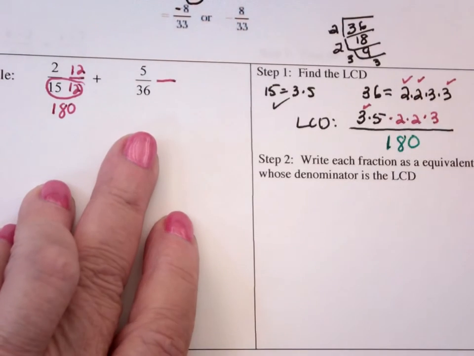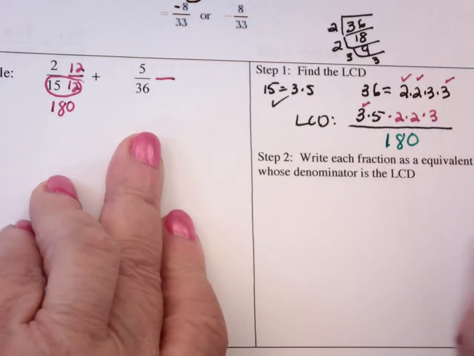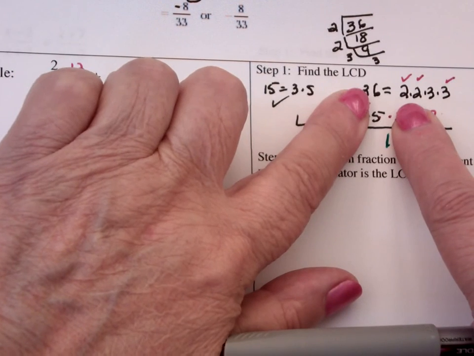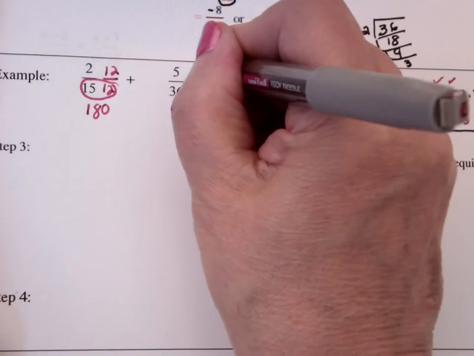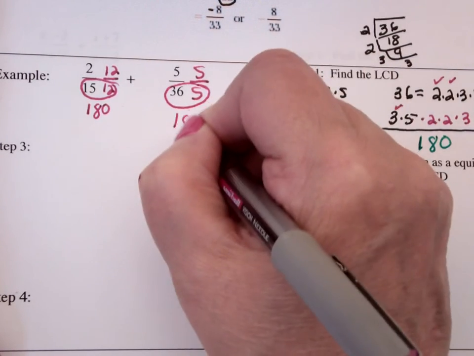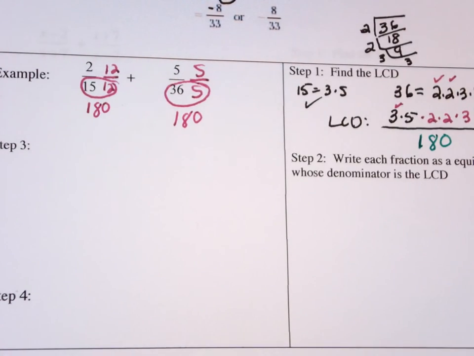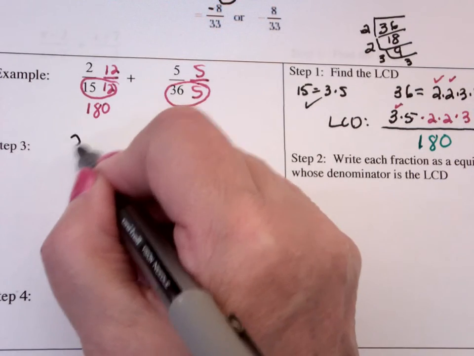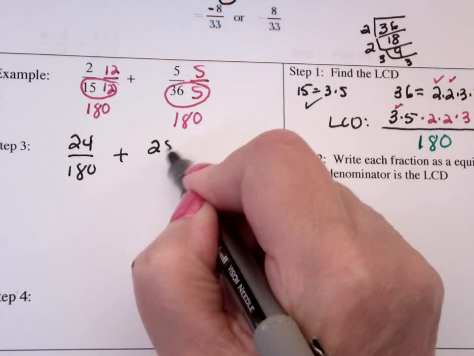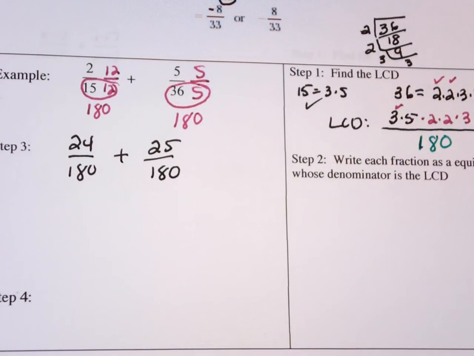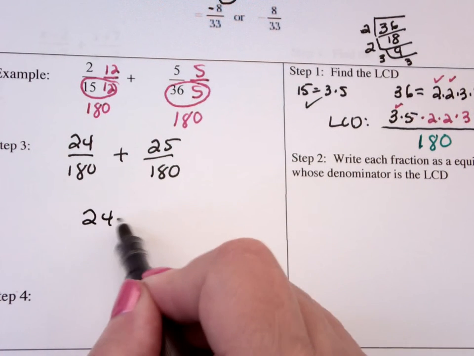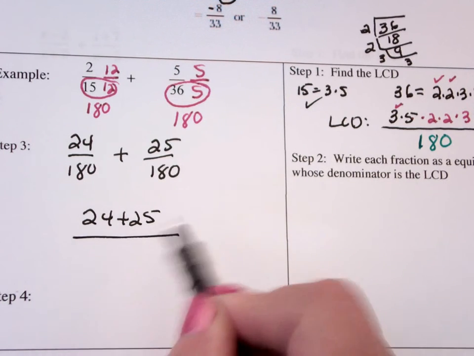And then 36. 36 is 2 2s and 2 3s. Well, that's the red part. If I take 2 2s, 1 3, second 3, it's missing a 5. Numbers are harder, by the way. So I multiply by 5 over 5. This is 180. So 12 times 2, that's 24 over 180, plus 5 times 5 is 25 over 180. So this becomes 24 plus 25 over 180.